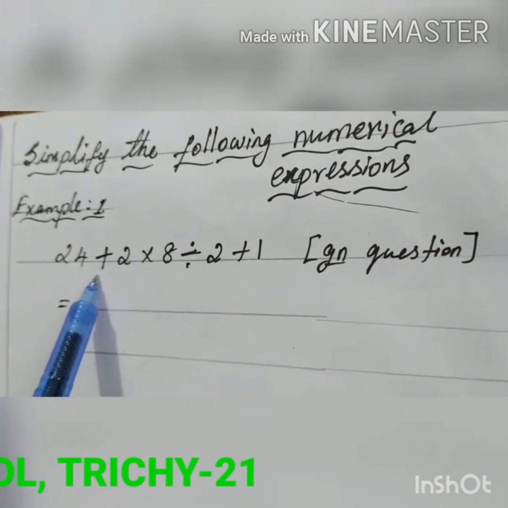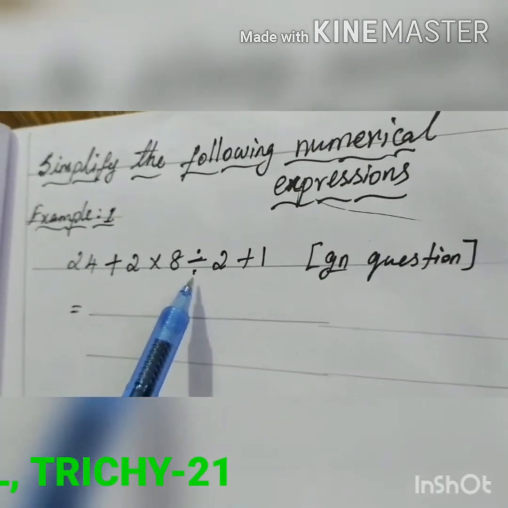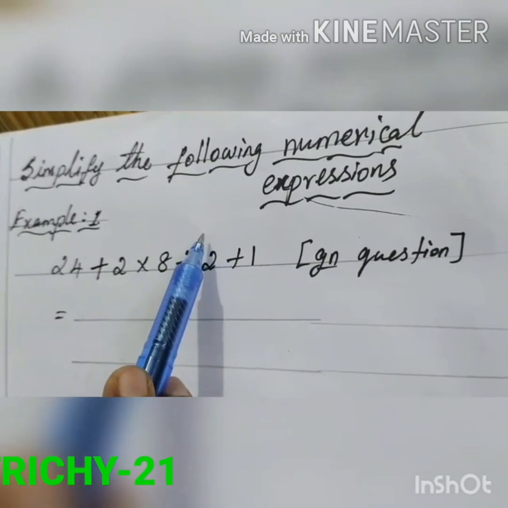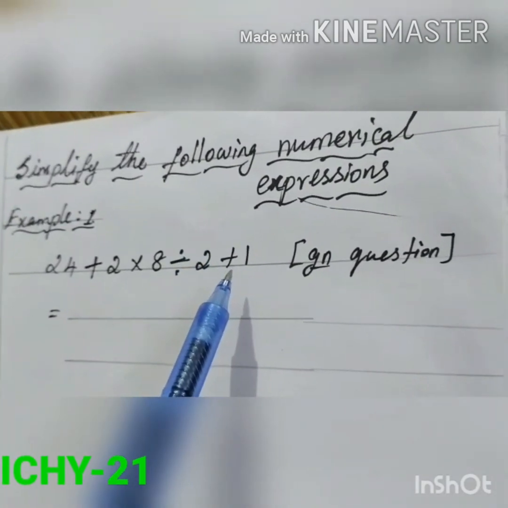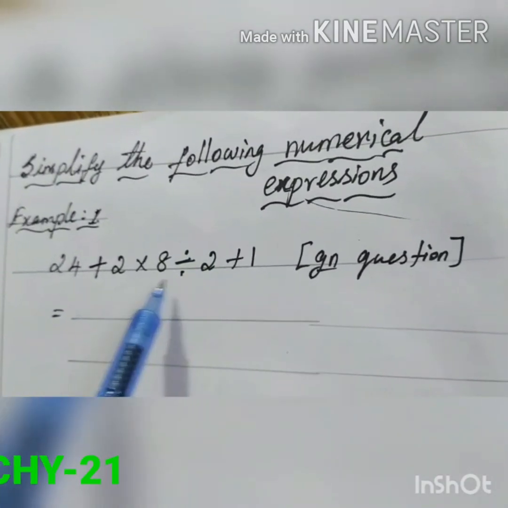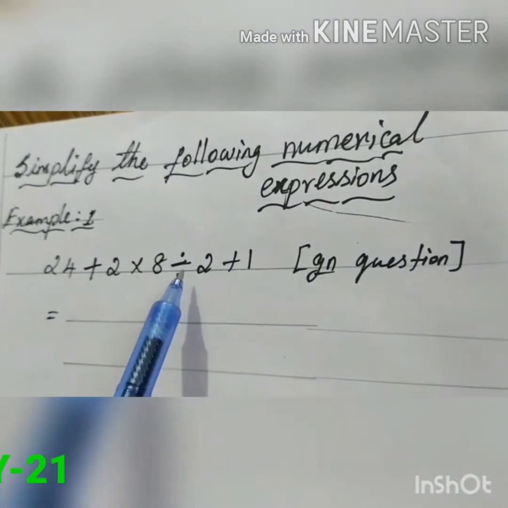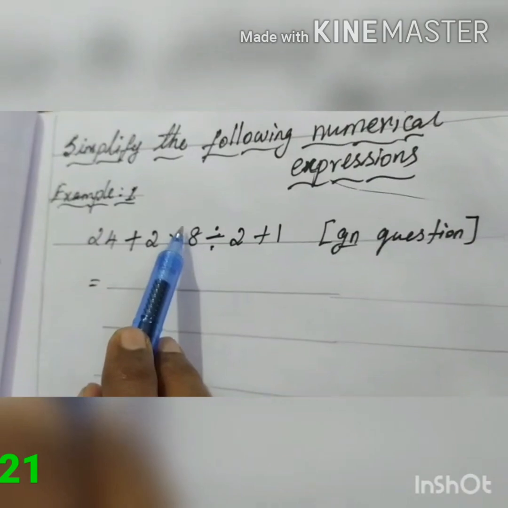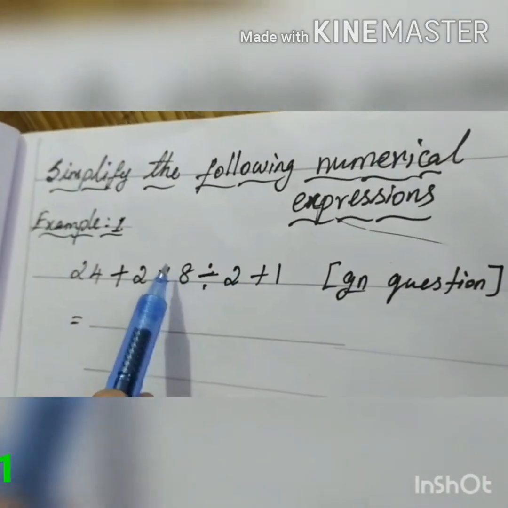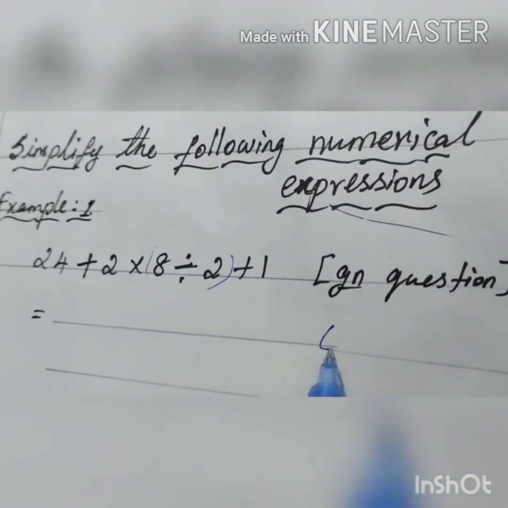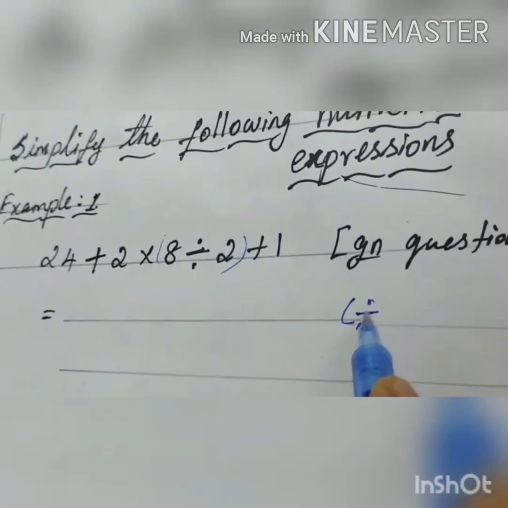First addition symbol, next multiply, next divide, next plus. So now you can use the BIDMAS rule. Here there are no brackets. So you can go to the second rule. You can select first the division sign only. First divide only you can select.